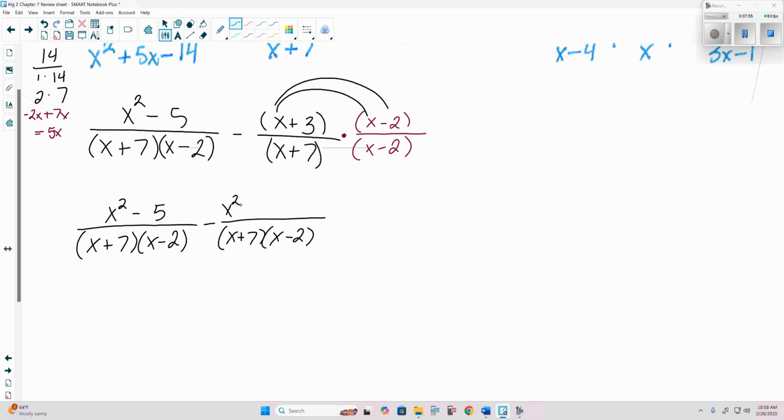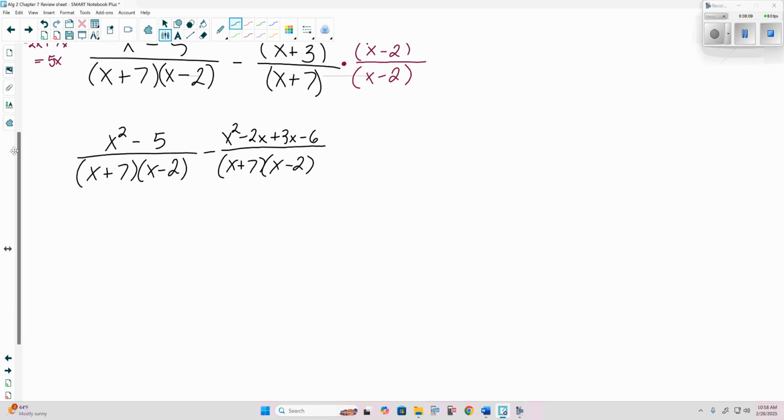Our x times x is x squared. x times negative 2 is negative 2x. 3 times x is plus 3x, and 3 times negative 2 is negative 6. Now, before we start subtracting, we do need to combine like terms on top. The first one has no like terms, but in the second numerator, our negative 2x plus 3x are like terms.